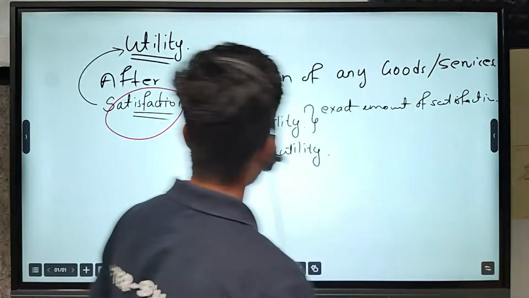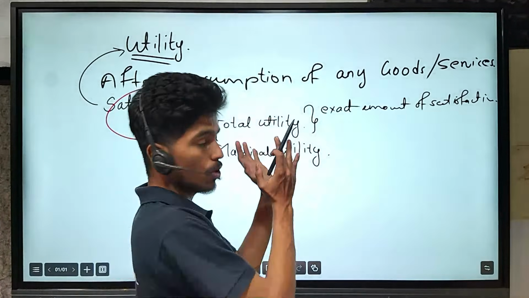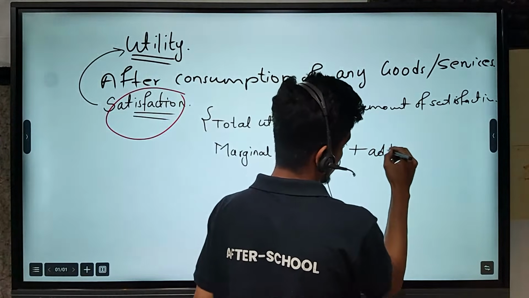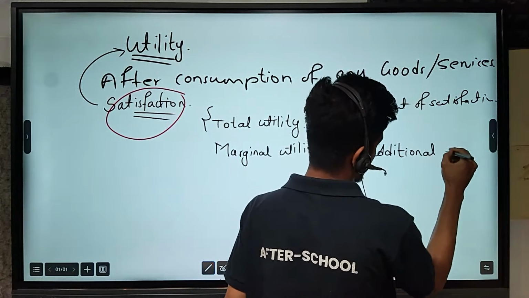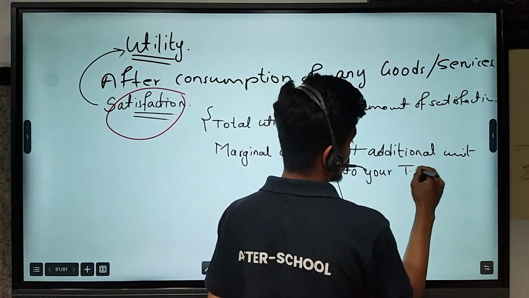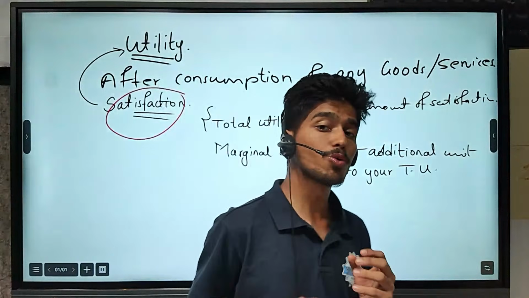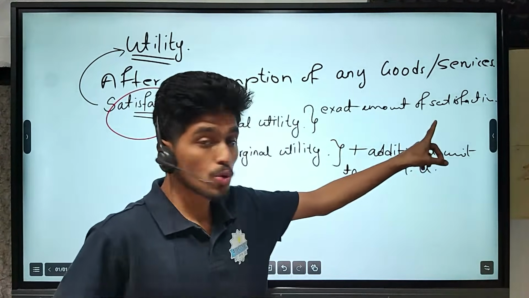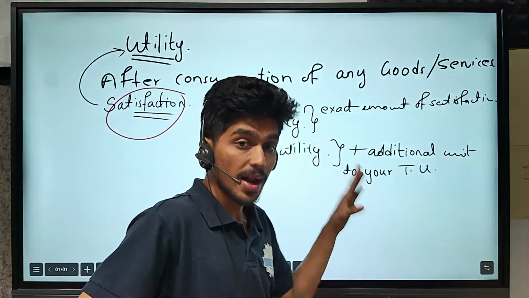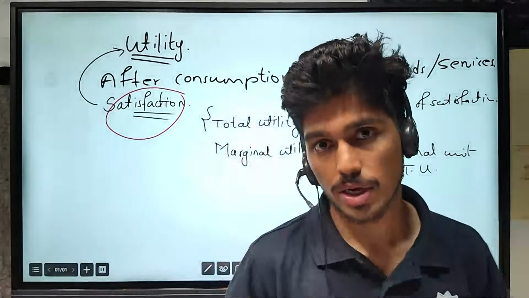Now, what is marginal utility? We consumed one good and got satisfaction, which is total utility. Now you are adding one additional unit to your total utility. After getting total satisfaction, we consume one more good and add it to our total utility. We are adding one more unit to our total utility. That is called marginal utility. So this concept should be clear: what is utility, what is total utility, and what is marginal utility.